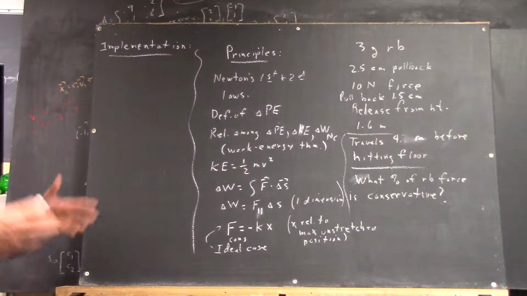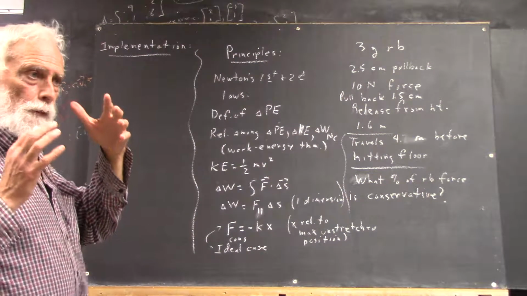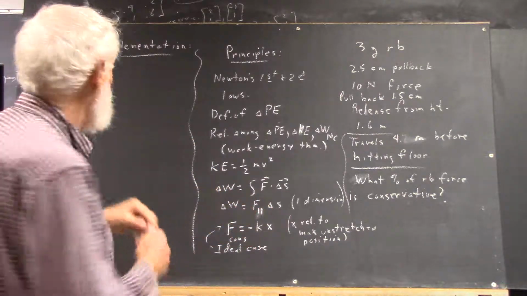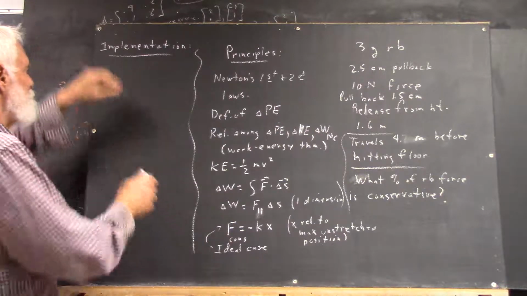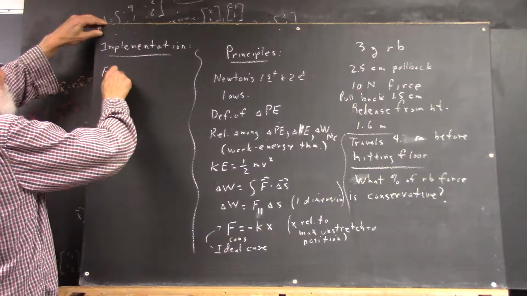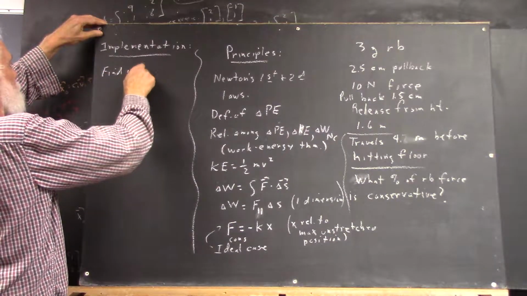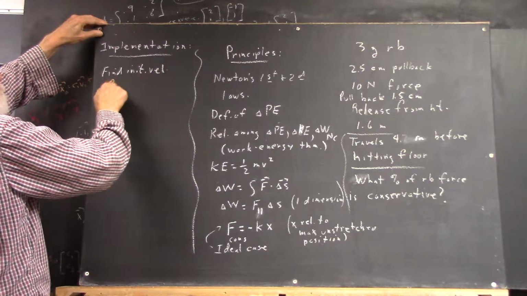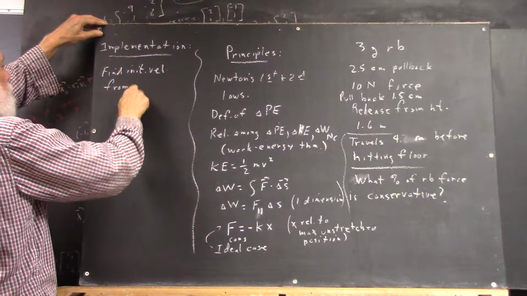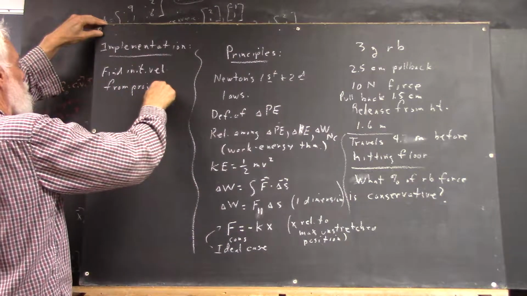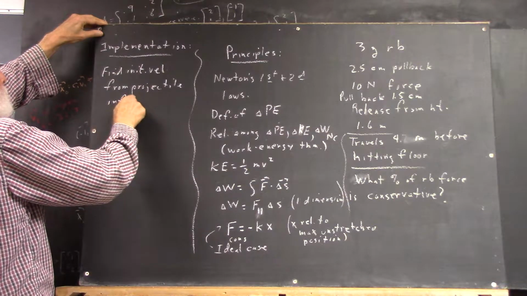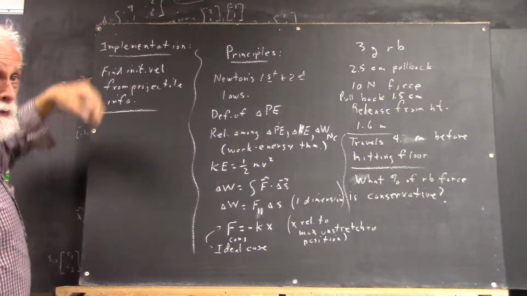In the implementation, we immediately got two really good ideas, okay? One is, look, find the initial velocity from the projectile behavior. I'll just say from the projectile information, right?